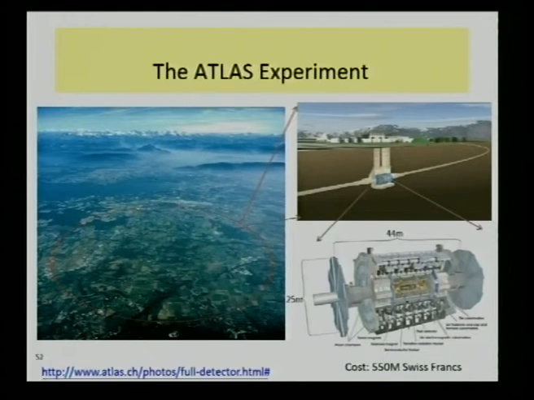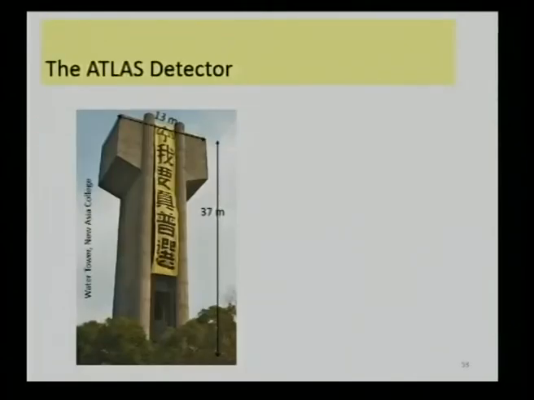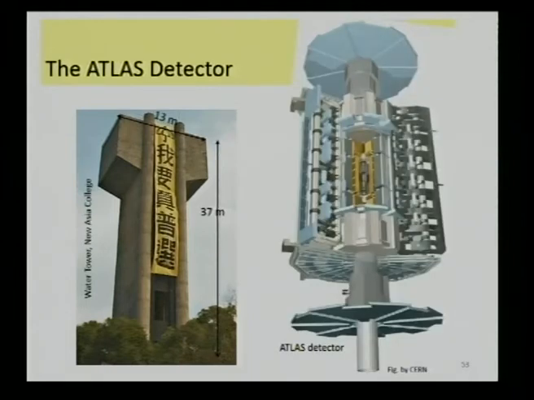Such a huge detector takes a lot of money and a lot of manpower to build, to operate, and to analyze the data. Let me give you some feeling of the size of the detector. If you come to Chinese University of Hong Kong, this is a landmark, a water tower in New Asia College. It's only 37 meters high. If I stack the ATLAS detector right next to it, it's like this. It's taller by about 1/3. I always like to imagine that we put this detector on campus. It would be quite a scene.